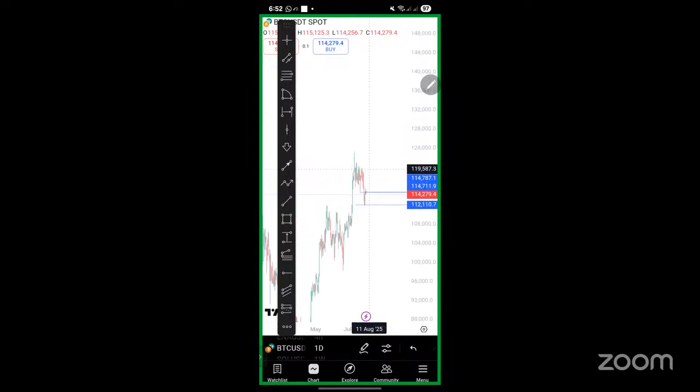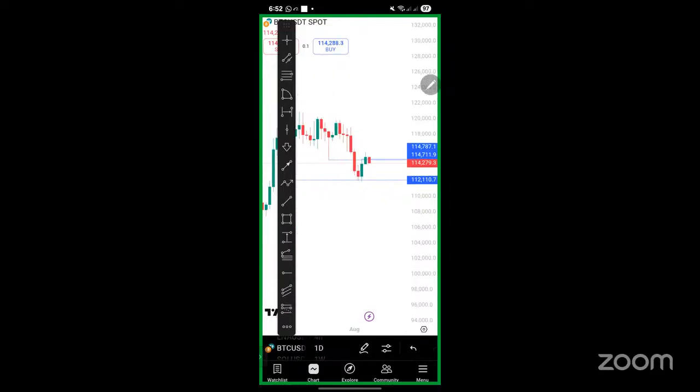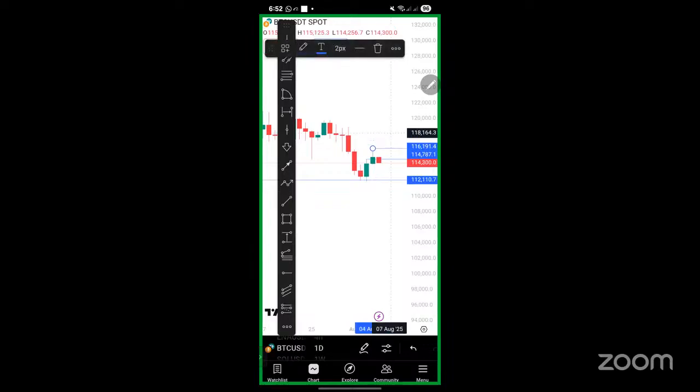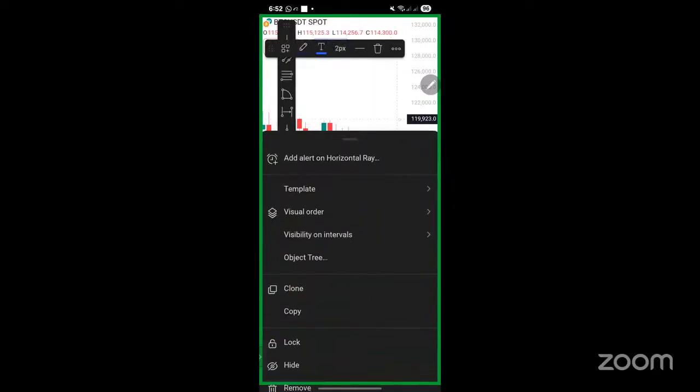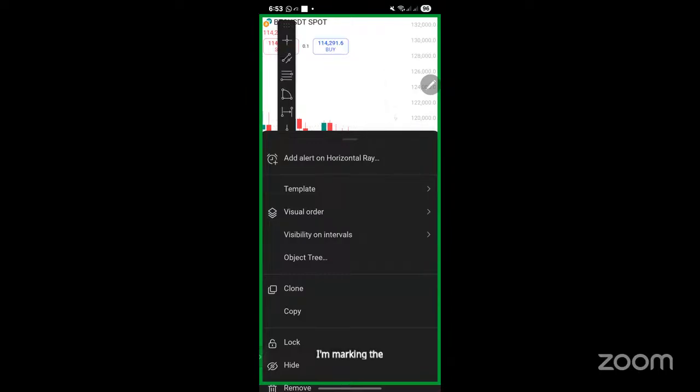As it comes back down, I just take it to 1 day. And what do I want in 1 day? I need to mark the high of this full candle, the yesterday candle. I'm marking the high.